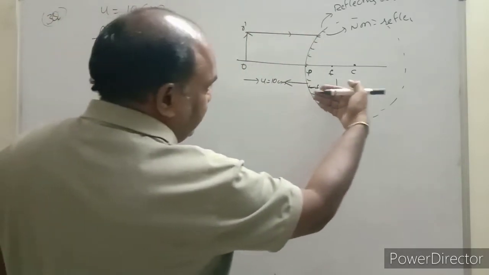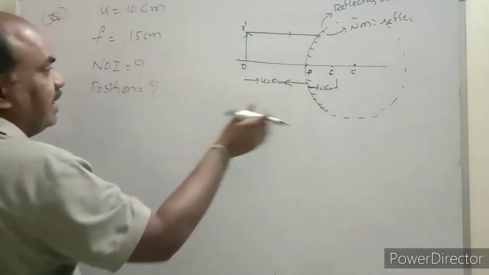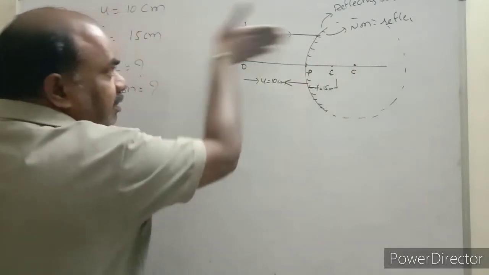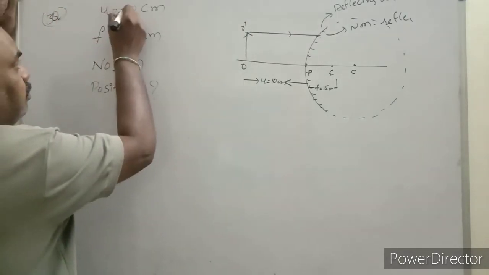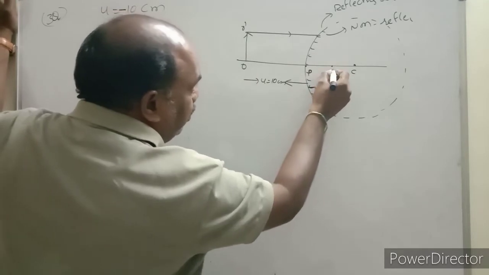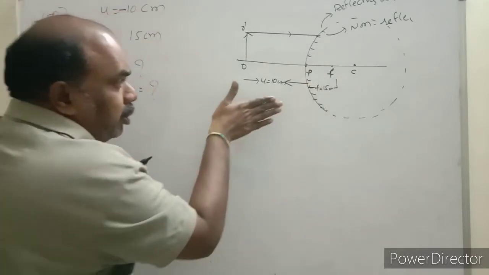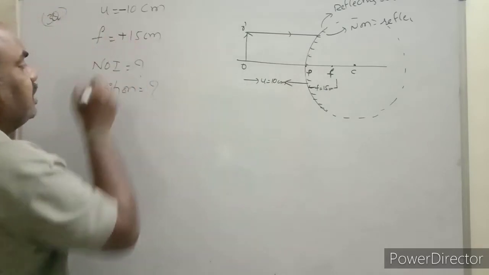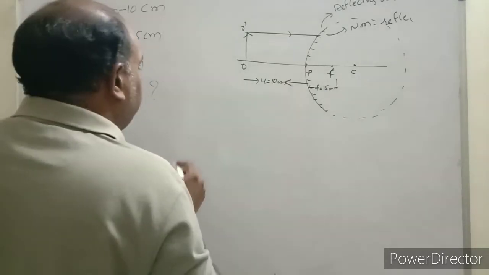Object distance is always measured from the pole. Compare with the parallel incident ray: both are in opposite directions, so it is negative. Focal length, measured from pole to focus, compared with the parallel incident ray, is in the same direction. So focus is positive. Where the image forms, we will see.